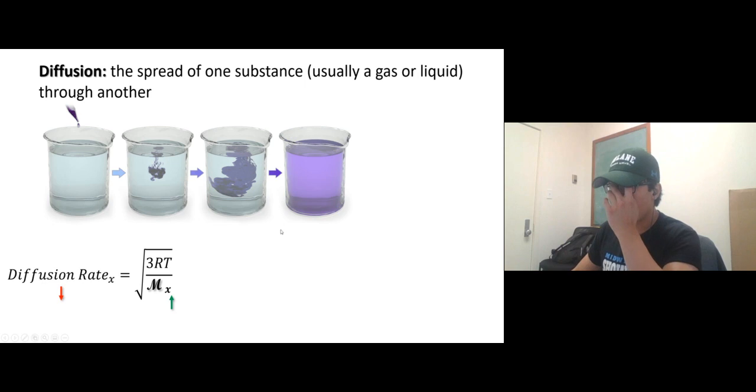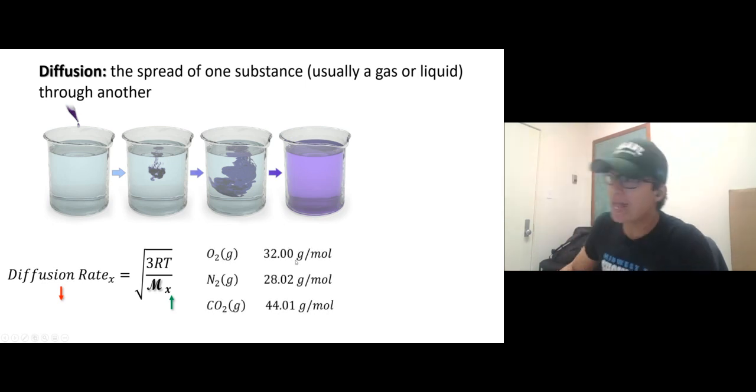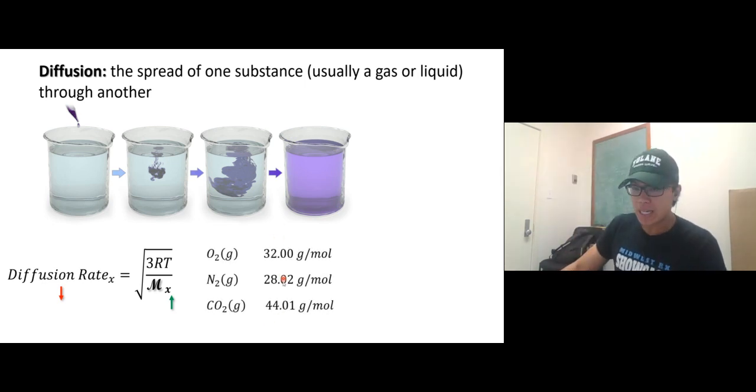That's the whole concept. So if I have these three gases and these are the molar mass of each gas, who moves the fastest? Who diffuses the fastest? Nitrogen gas, because the smallest moves the quickest, right? Carbon dioxide is going to be the slowest one.